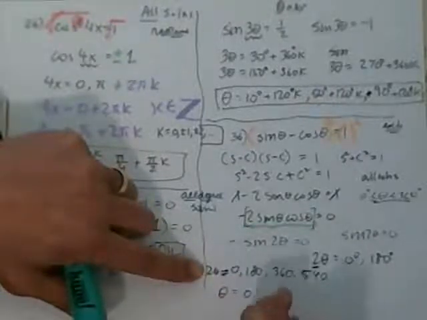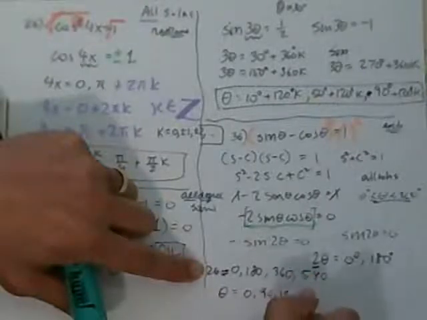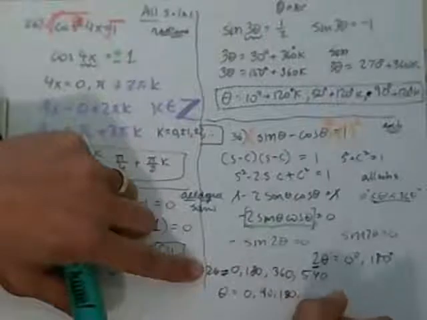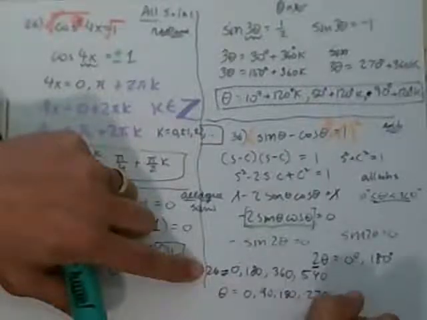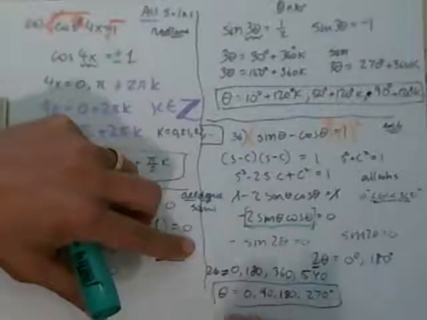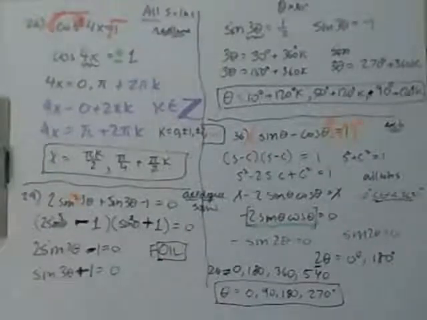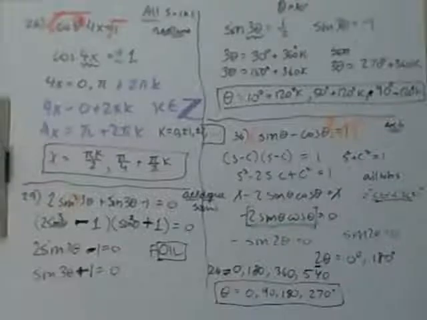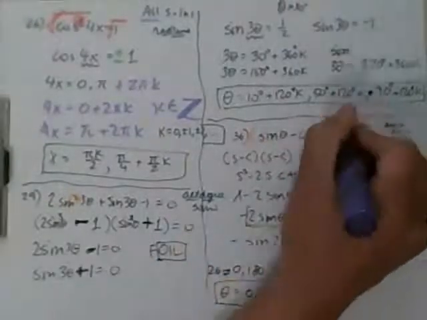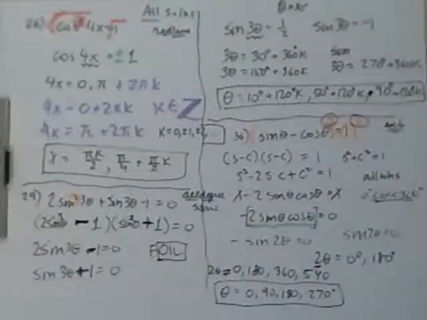Theta is equal to 0. 180 divided by 2 is 90. 360 divided by 2 is 180. And 540 divided by 2 is 270 degrees. And so we're done. Right? Right, guys? From the previous section, you should have learned something: that when we square both sides, you got to check for extraneous solutions.